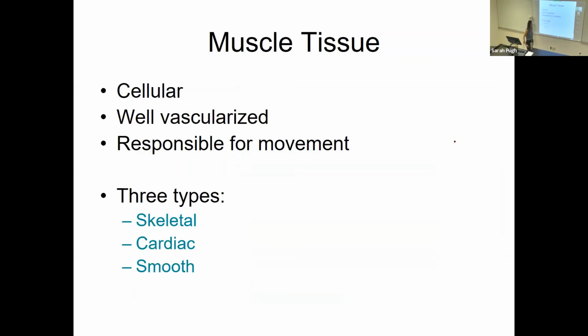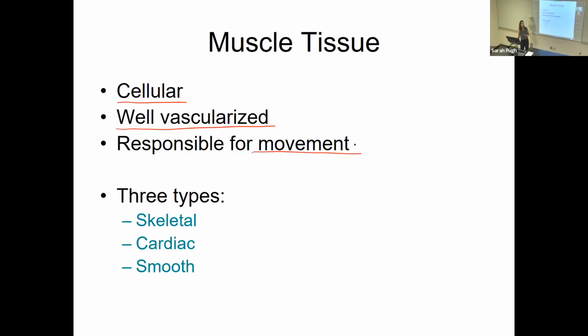All right, the last kind of tissue that we're going to do in chapter 4 is muscle tissue. We have three kinds of muscle that we'll walk through. First, I want to tell you a little bit about muscle. One is that it's very cellular. There are a ton of cells in your muscle tissue. It has a fabulous blood supply. And the job of muscle is that it contracts, so it provides some type of movement.